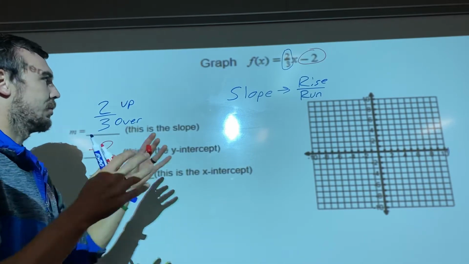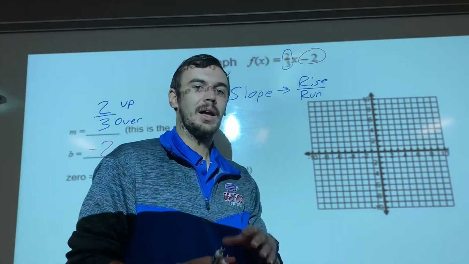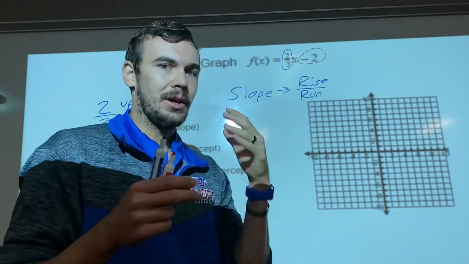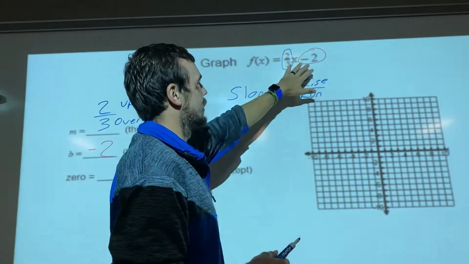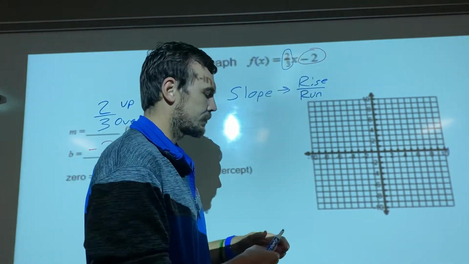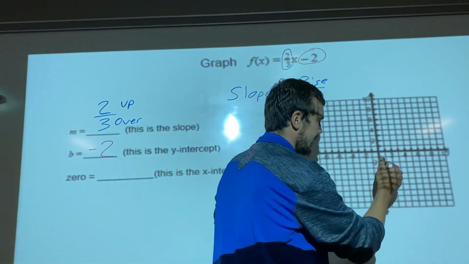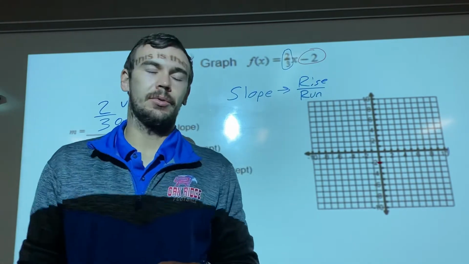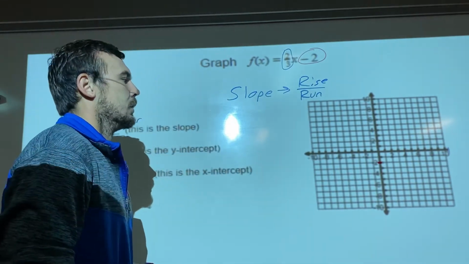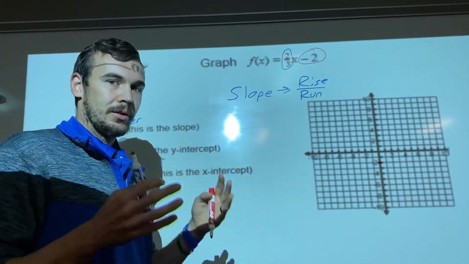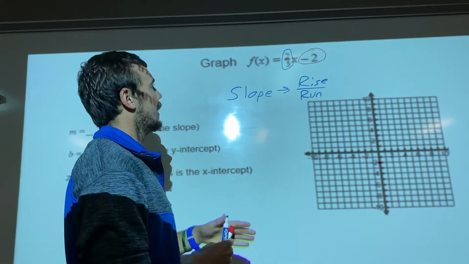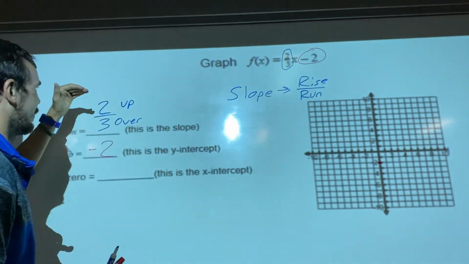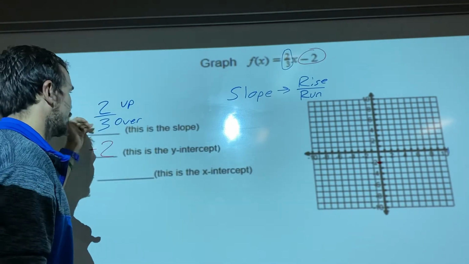I told you our starting point is our y-intercept. That's the starting point on the graph. We can't graph it without knowing our y-intercept. I know my y-intercept is at negative 2, so I'm going to put my point at negative 2. That's my starting point. Once I have my starting point, I now need to use my slope, which we know is rise over run. I'm going to go 2 up and 3 over.